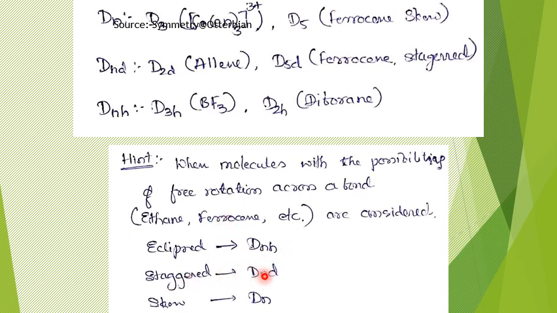If they are in staggered conformation, ethane staggered, ferrocene staggered, or any other molecule that is in staggered conformation, that will definitely be Dnd. And any other angle, not eclipsed, not staggered, any other thing, can be said to be Dn. So this will be very important. Otherwise, usually in the beginning, if you are studying symmetry for the first time, we miss these perpendicular C2s in this kind of molecules. So wherever this is possible, eclipsed, staggered, skew, definitely it will be D. If it is eclipsed, it will be Dnh, staggered Dnd, and any other conformation, it will be Dn.